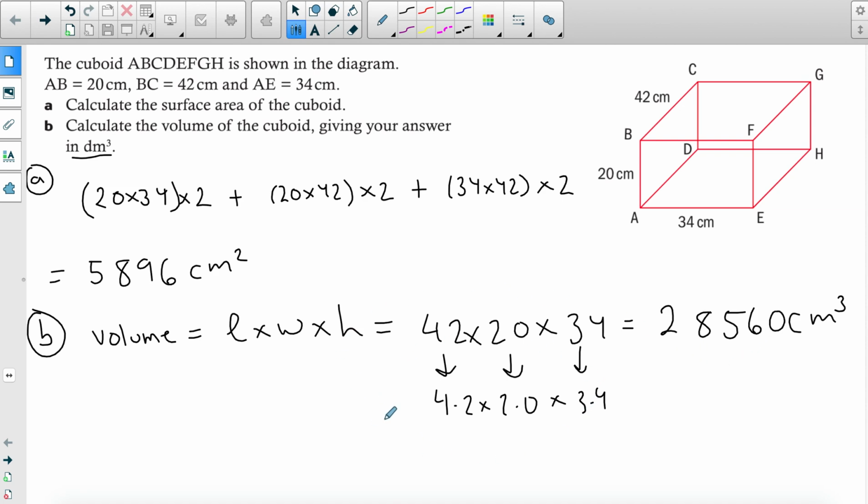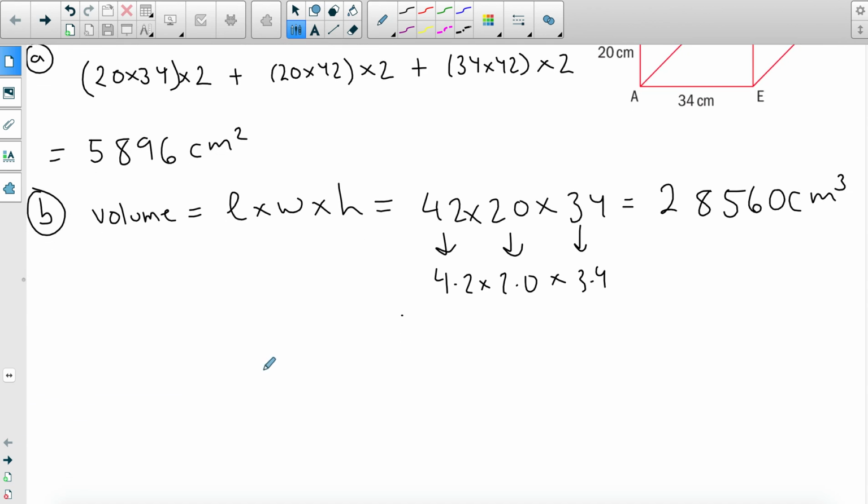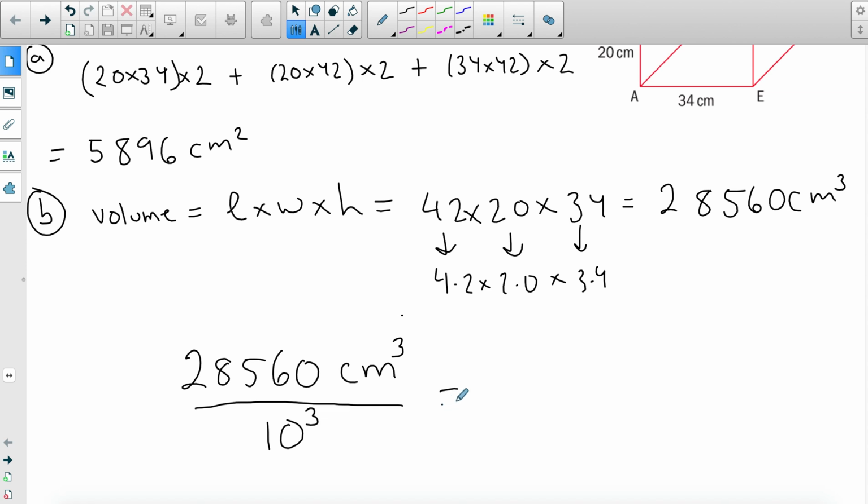The reason I'm going through a long explanation is just to show you why I'm going to divide by 10 to the power of 3 and not just by 10. Because you're dealing with volume, because you have centimeter cubed, you have to divide this whole thing by 10 to the power of 3 in order to change it to decimeter. And the reason we divide by 10 to the power of 3 and not just 10 is because you have 3 lengths that you need to change. So that's 28.56 decimeters cubed. And that's the final answer.